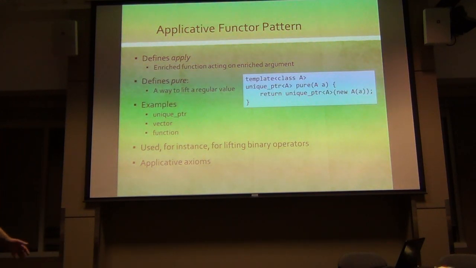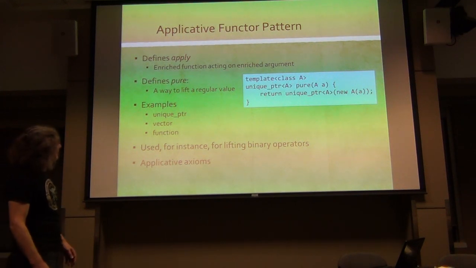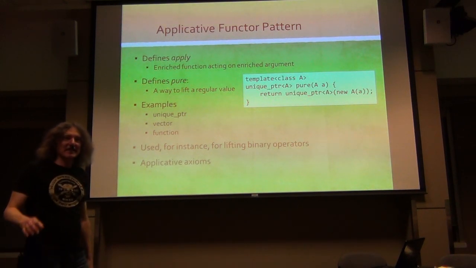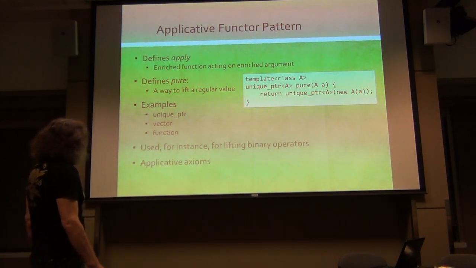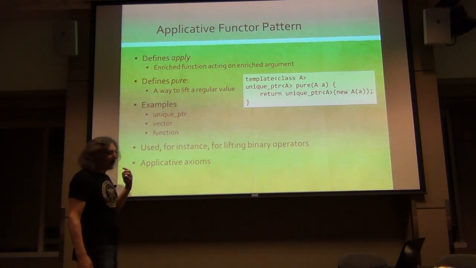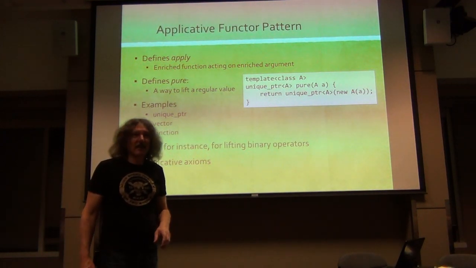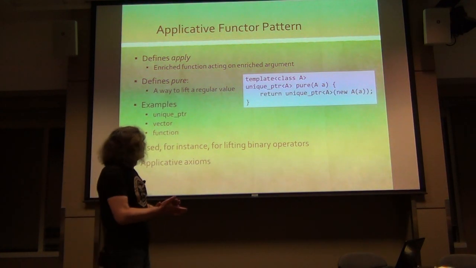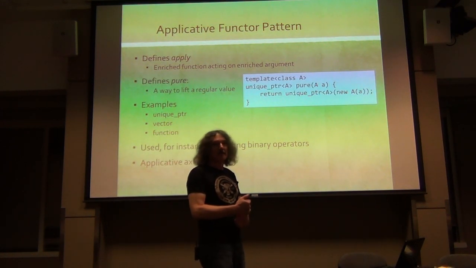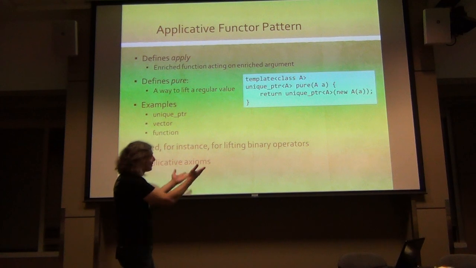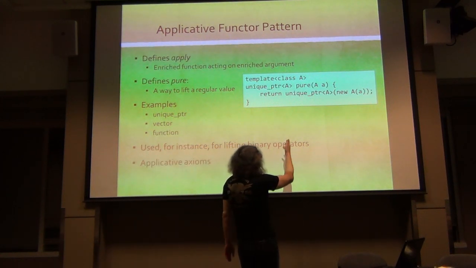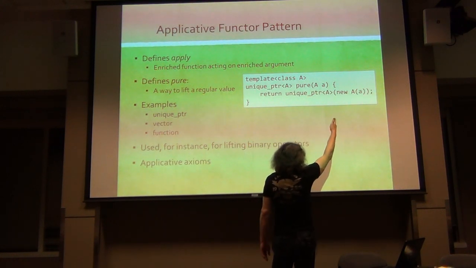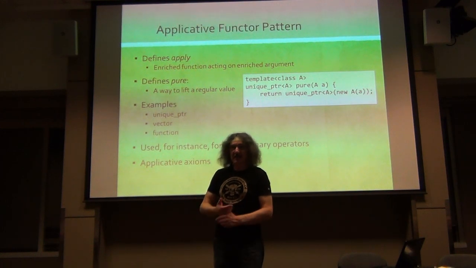So here's a summary of applicative, right? It defines the apply function, the higher order function, right? An enriched function acting on an enriched argument. But there's also something else that is required, and that's called pure. Pure is a way of taking a regular value and making it enriched. Okay, so there has to be something like this to call it an applicative functor. Okay? And in the case of unique pointer, well, that's trivial. Pure, give it a value of type A, it just returns a unique pointer of A. It constructs A.